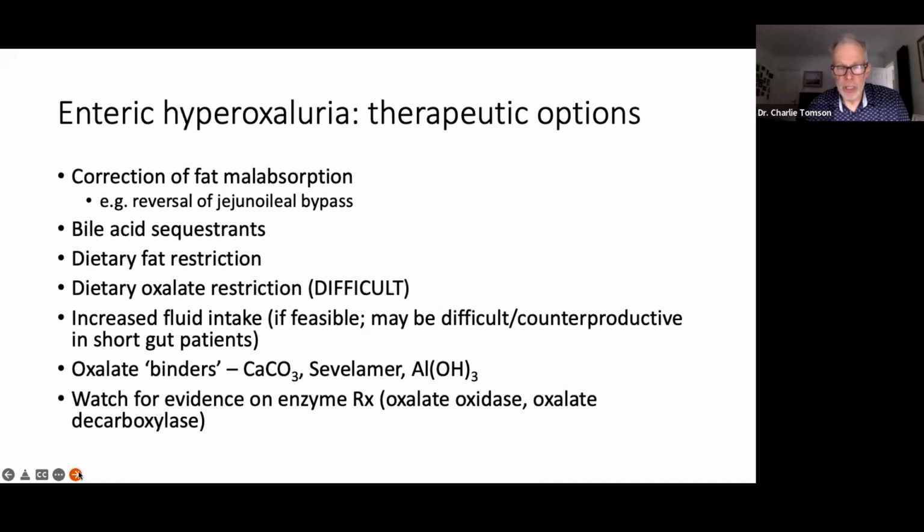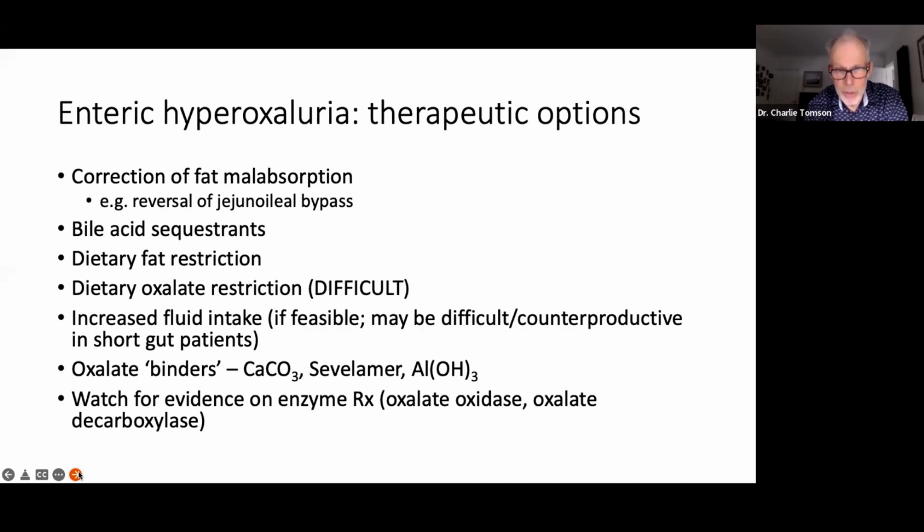Dietary oxalate restriction is obviously the right answer, but very difficult to achieve in practice because it doesn't just involve the avoidance of several very high oxalate foods such as strawberries and raspberries, and rhubarb and spinach, but involves the restriction of lots and lots of moderate to high oxalate foods, including such things as wheat bran and many, many others. Increased fluid intake is important if feasible, but in patients with very short gut, that may just increase colonic fluid production and may just worsen diarrhea, so can be complicated.